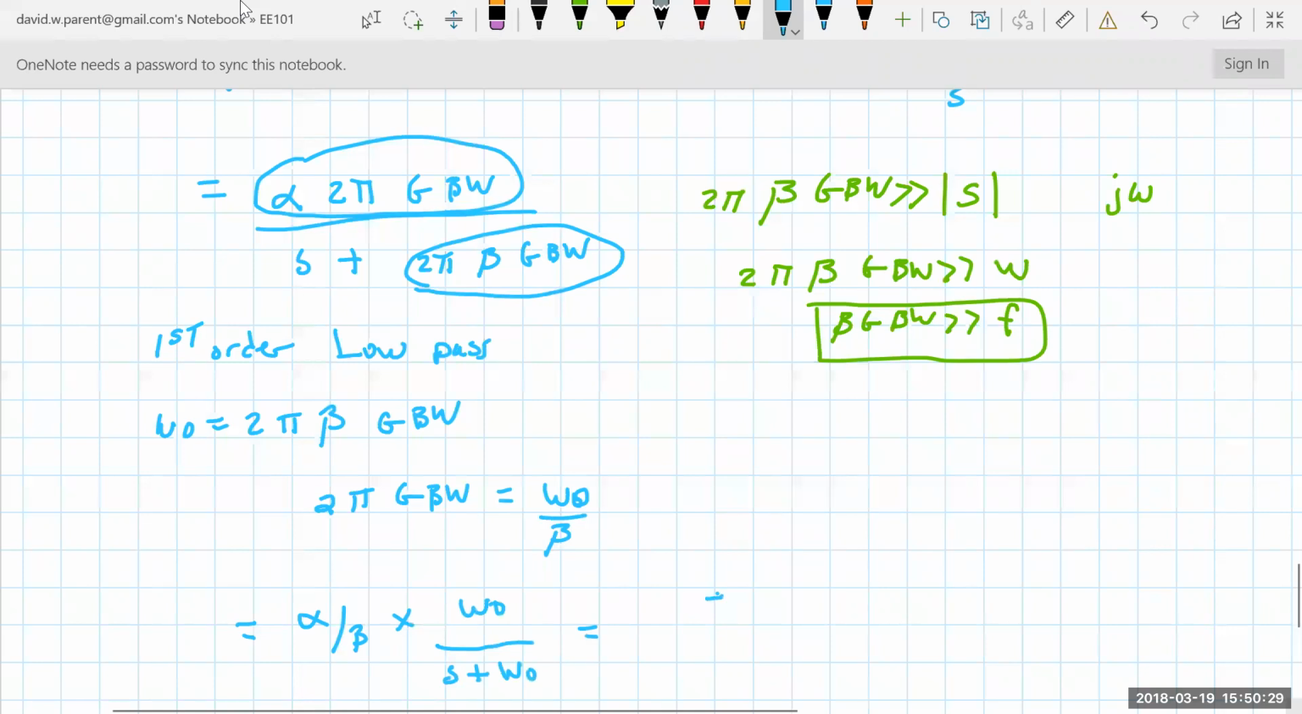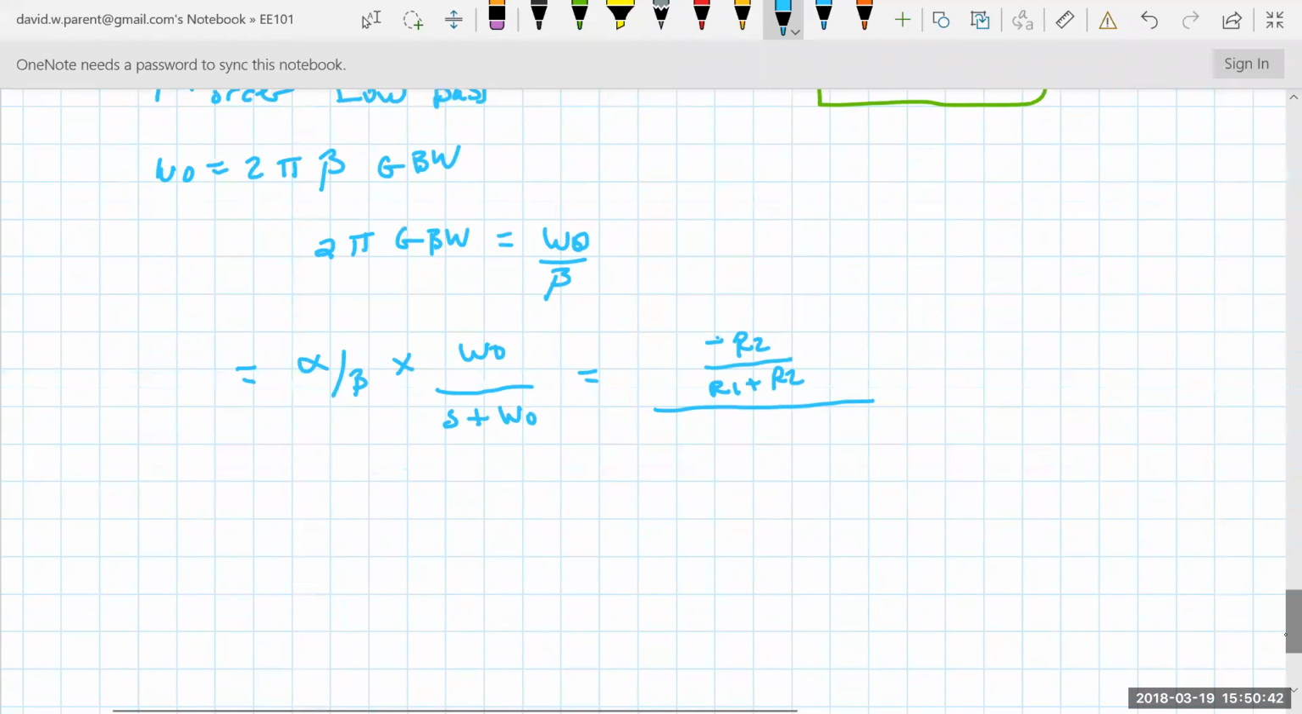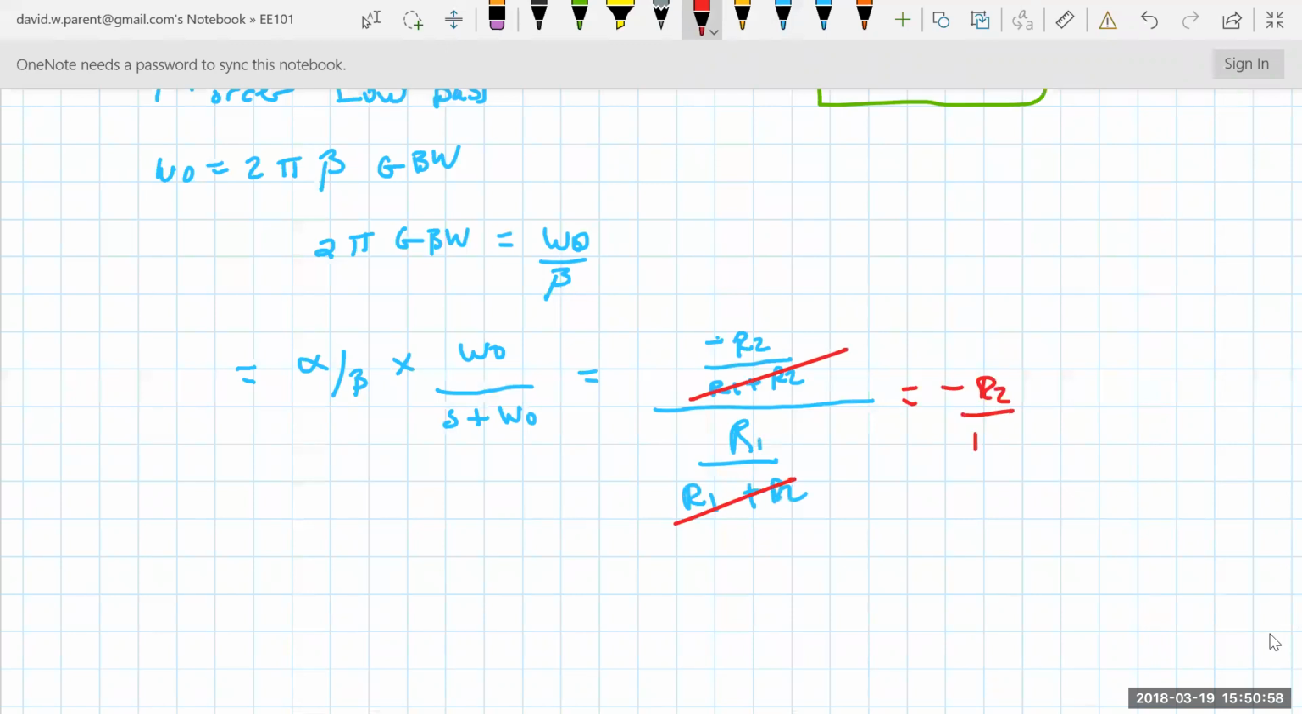Well, what was alpha? That was minus R2 over R1 plus R2. What was beta? Oh, beta was R1 over R1 plus R2. All right, well, these cancel. Minus R2 over R1, omega naught over s plus omega naught. And yeah, I should have put the omega naught in there to make it mathematically proper.